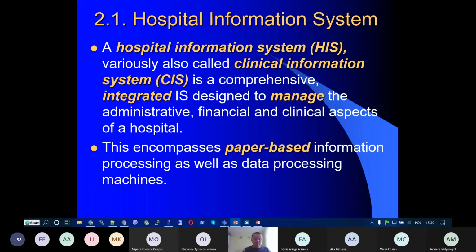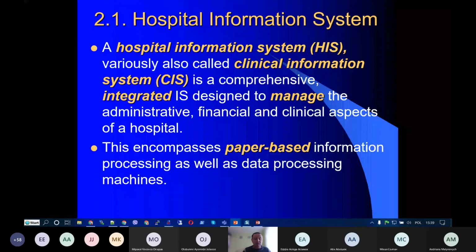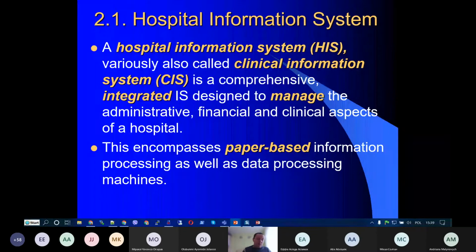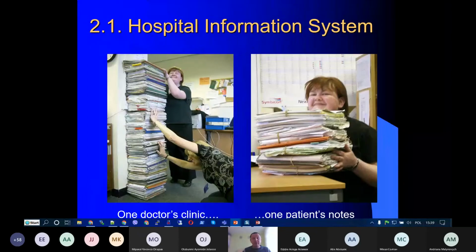And the major aim, for sure, is compressing paper-based information processing, as well as data processing with machines and an automated approach. So again, it is dedicated to replacing manual information processing with automated information processing. And here is actually an extension of the previous chart about paper records.